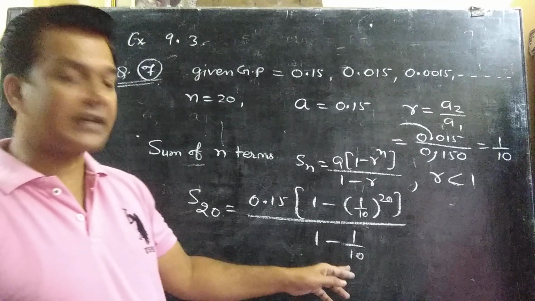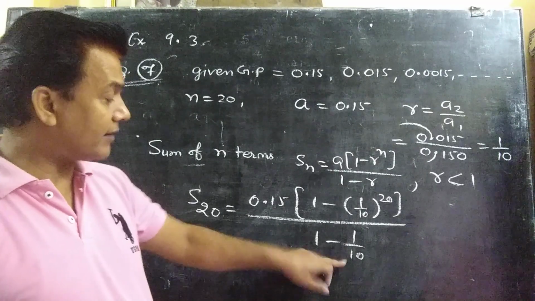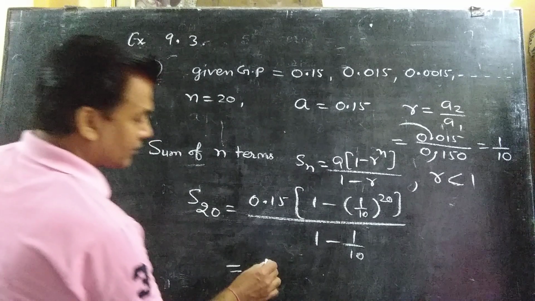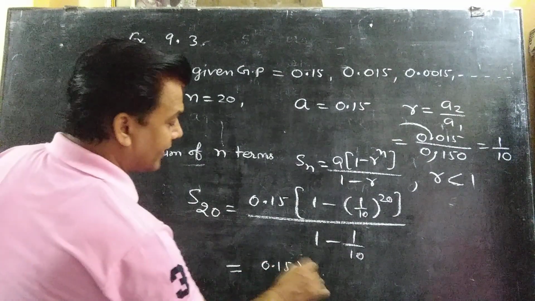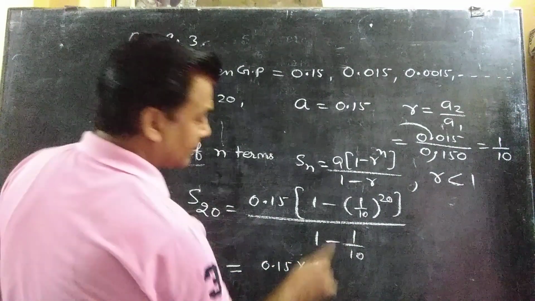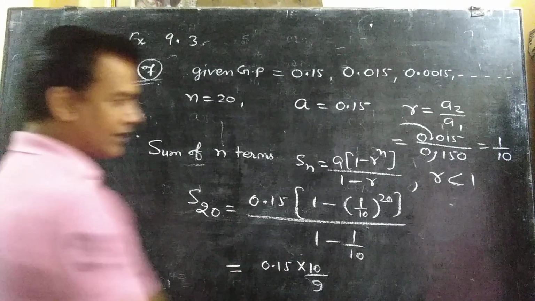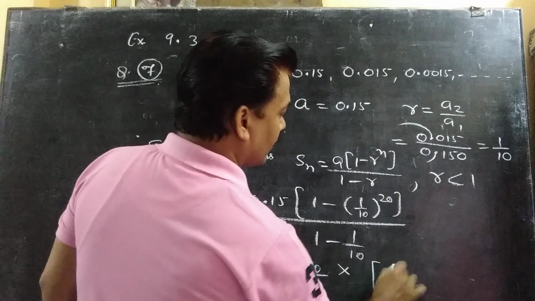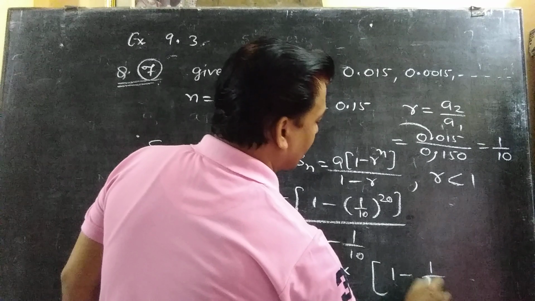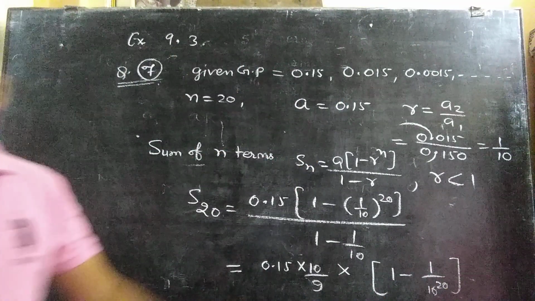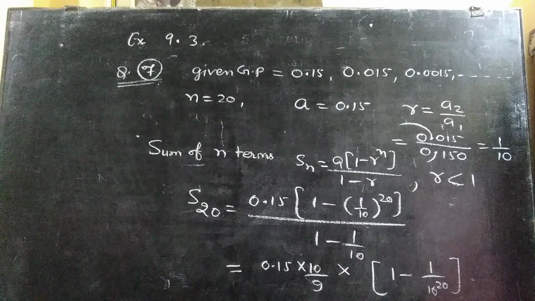1 minus 1 by 10 is 9 by 10, and that 10 will go in the numerator part. So 0.15 into 10 upon 9, this is the reciprocal of this denominator, into 1 minus 1 upon 10 raised to power 20. So this is the way to solve this kind of problem.